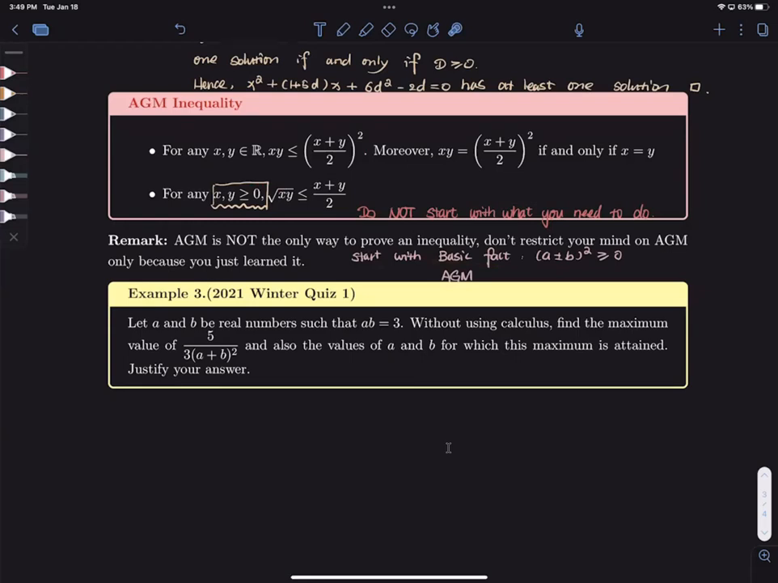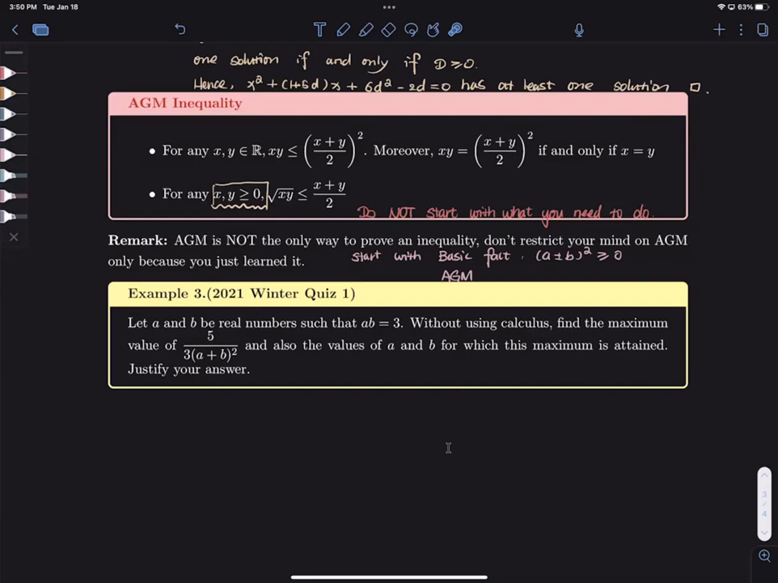And this is why I say AGM is not the only way to prove inequality. Don't restrict your mind to AGM only because you just learned it. A lot of the time, they will give you an inequality that's actually starting with a base fact instead of AGM. They might not even give you an AGM question. So don't think, oh, I just learned this, so they must test me on this. That's actually not correct. That's the third thing I want to remind you of.